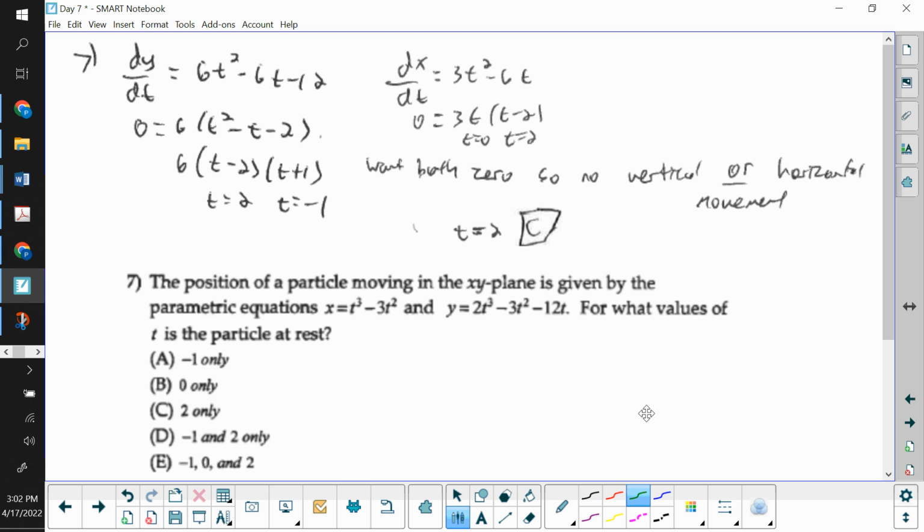If we want the particle to be at rest, we do not want it moving in either the vertical or horizontal direction. So we want dy dt and dx dt to be 0 simultaneously. So take your derivatives of each of those with respect to t, set them equal to 0, and solve. For dy dt, there'll be no vertical movement at t equals 2 and -1, no horizontal movement at t equals 0 and 2. So at t equals 2, that's when there's no vertical or horizontal movement. So that's our answer.